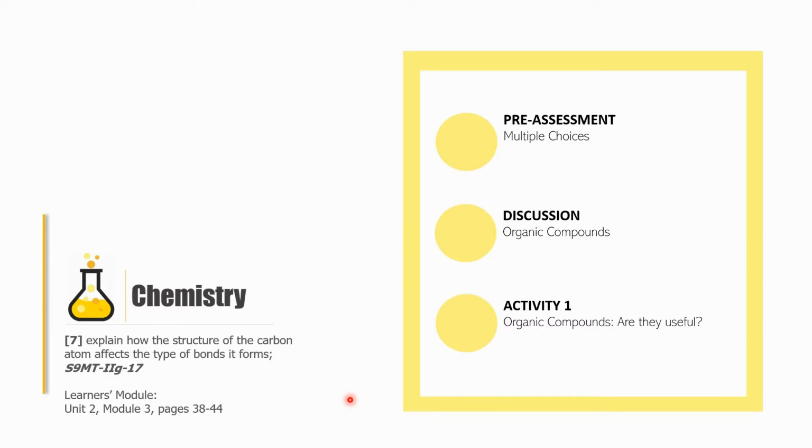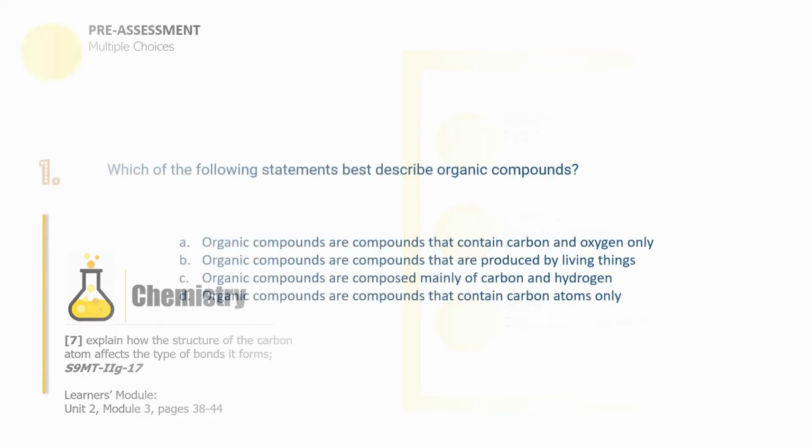If you want some reading material, you can open your learner's module to Unit 2, Module 3, pages 38 to 44. This is divided into the classic 3 parts. The first part is a pre-assessment, multiple choice. The second part is a discussion on organic compounds, and the last part is Activity number 1, Organic Compounds: Are They Useful? Let's begin with the pre-assessment.